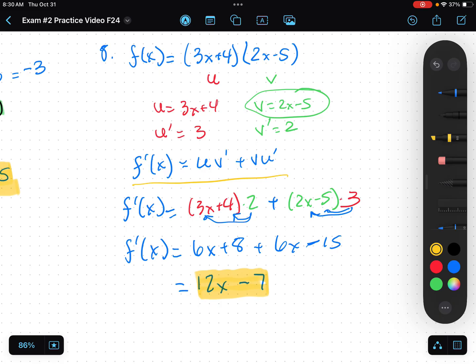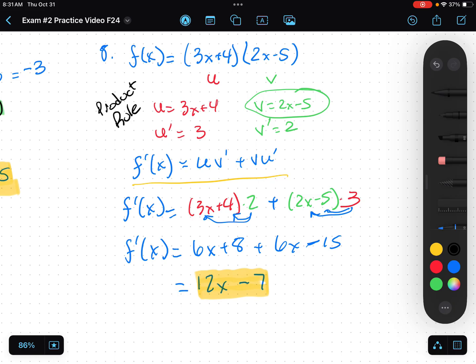But using the product rule, all I want to do is this. Using the product rule, we were able to get down to our derivative, which is 12x minus 7.